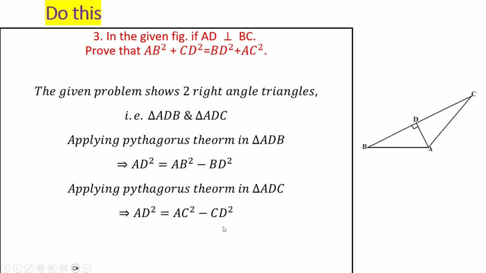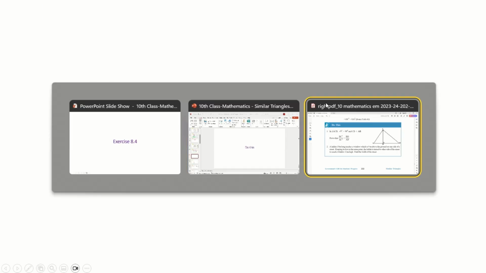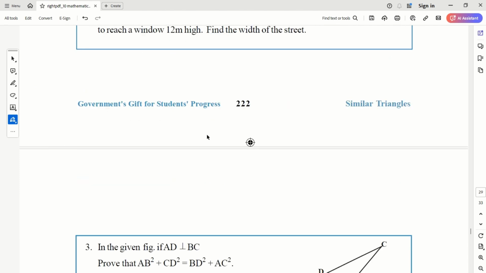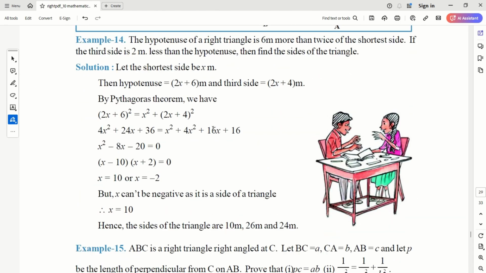Next. Let's see some more examples. The hypotenuse of a right angle triangle is 6 meters more than twice the shortest side. If the third side is 2 meters less than the hypotenuse, then find the sides of the triangle.